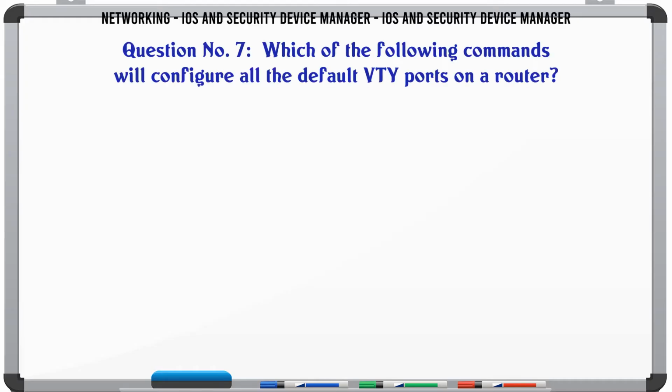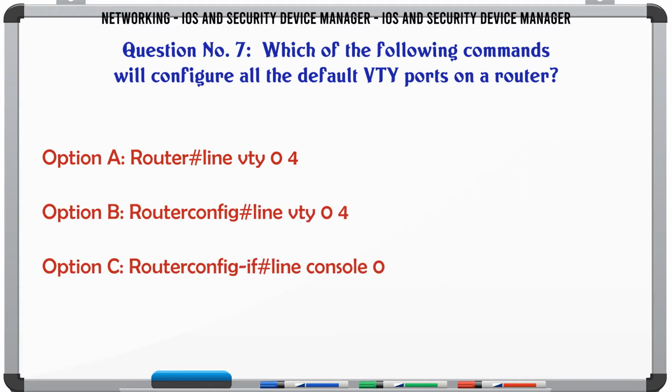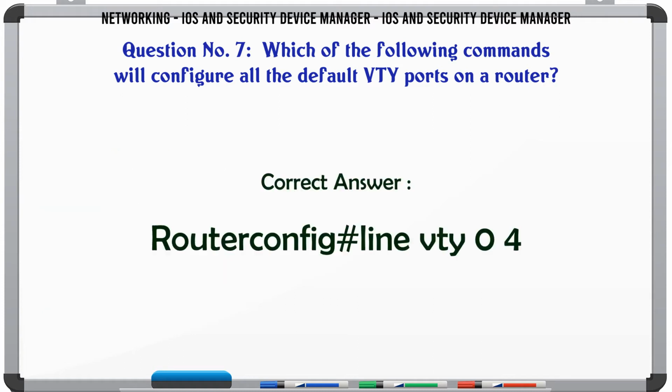Which of the following commands will configure all the default VTY ports on a router? A. Router line VTY 0 4. B. Router config line VTY 0 4. C. Router config if line console 0. D. Router config line VTY all. The correct answer is router config line VTY 0 4.